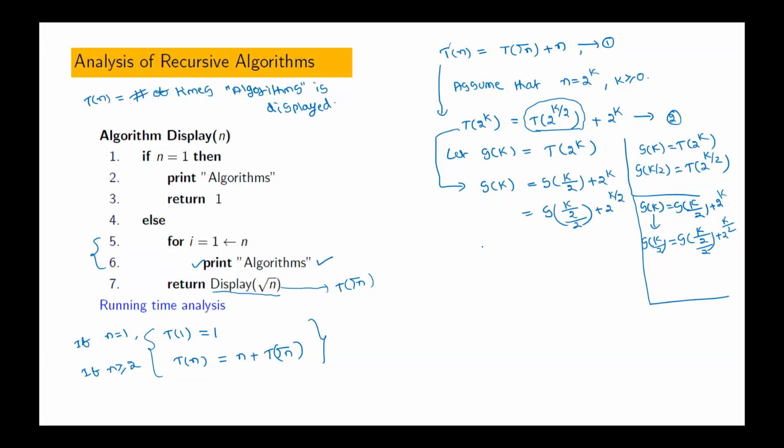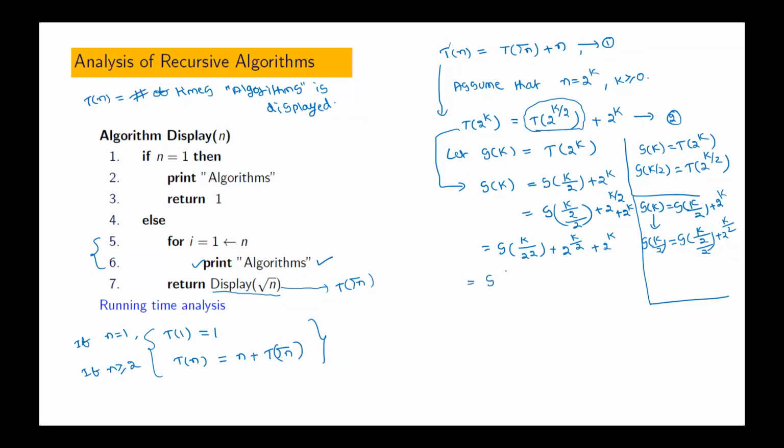But again, what happens to this? S of k by 2 square plus, oh sorry, this 2 power k we forgot. Plus 2 power k by 2 plus 2 power k. Is that okay? Because even if we expand directly, finding the answer for this becomes a bit difficult.